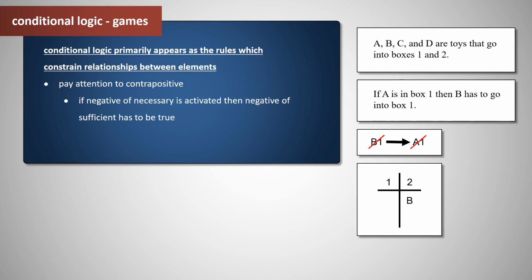Well, we look at the rule. We look at our rules. Our rule says if A is in box 1, then B has to go into box 2. The contrapositive of that is if B is not in 1, then A is not in 1. Well, we know that we've got to put the A over in the second column. So this is the same thing. It's just that you're using the contrapositive.